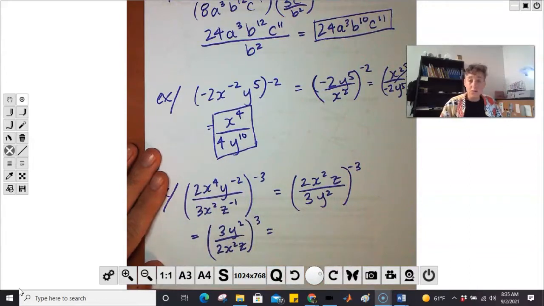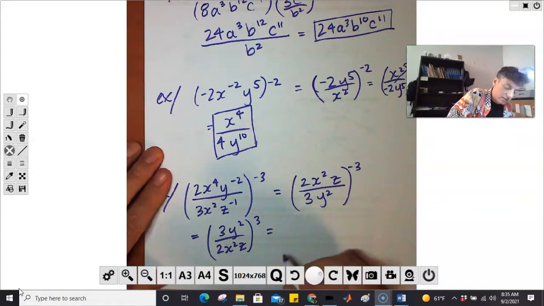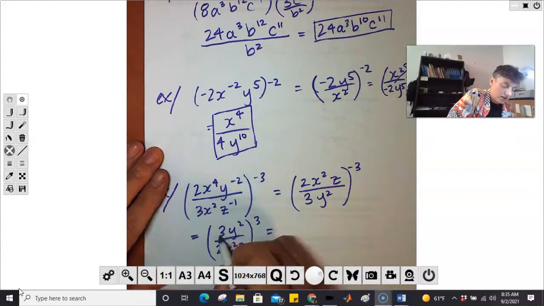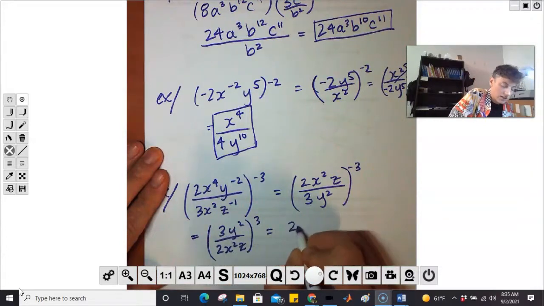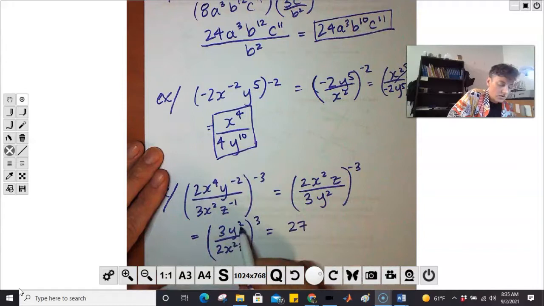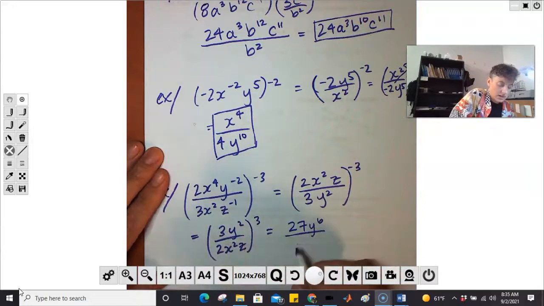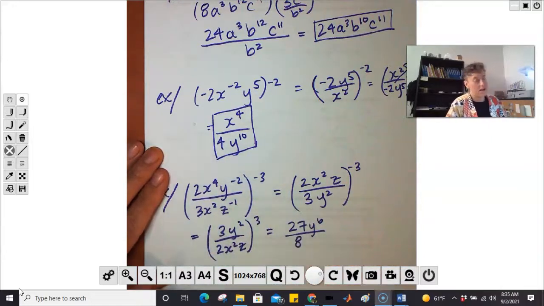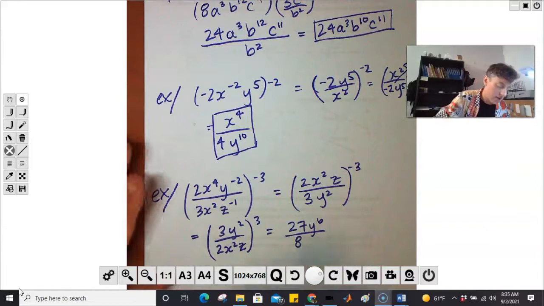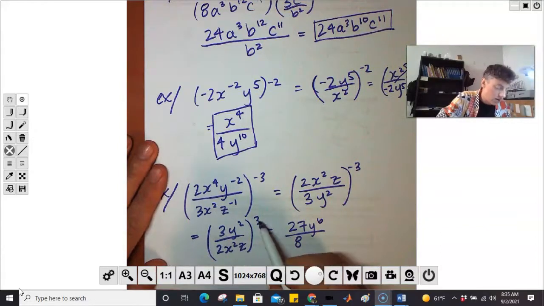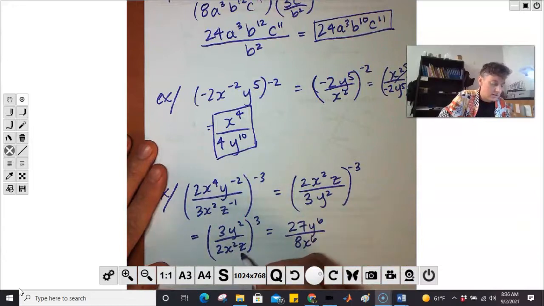And then I can distribute the cubed to all the parties. And we'll do 3 cubed is 27. Y squared cubed means I multiply these to get y to the 6th. 2 cubed is 8. It's my favorite number. I love the number 8. It's delightful. X squared cubed means I multiply these exponents to get x to the 6th. And z cubed is just straight up z cubed.